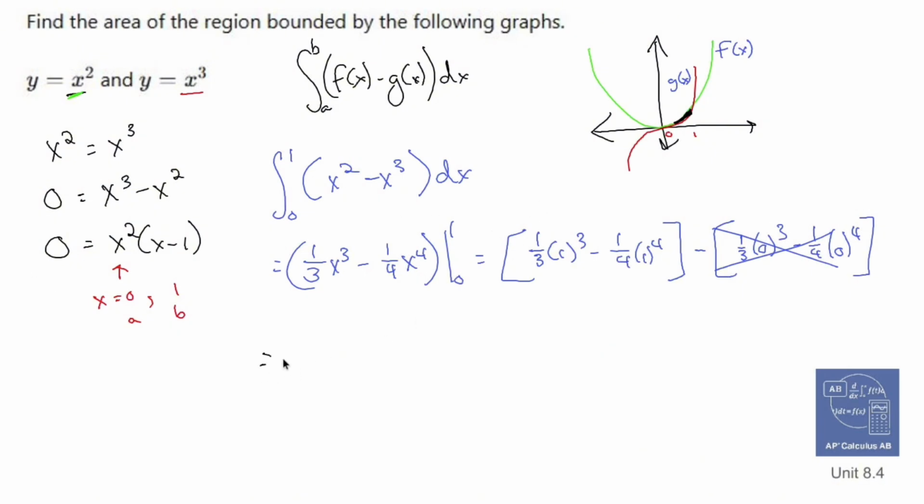This becomes 1/3 times 1, so 1/3, minus 1/4 times 1, so 1/4. Let's make these over 12 so we can combine fractions. So you're going to be 4 over 12 minus 3 over 12, which is 1 over 12. So that little tiny sliver isn't a whole lot, but that sliver accounts for 1/12 square units. And that is our answer.